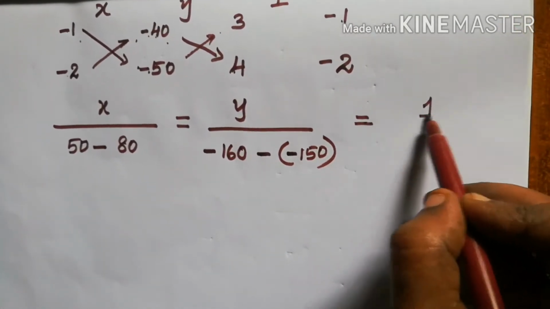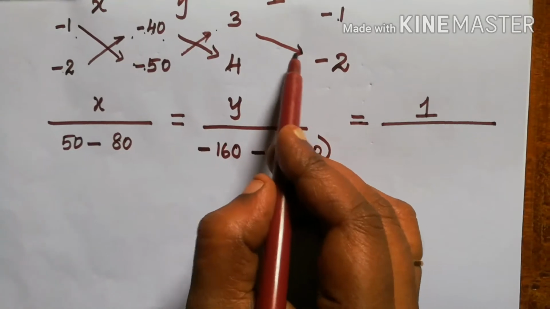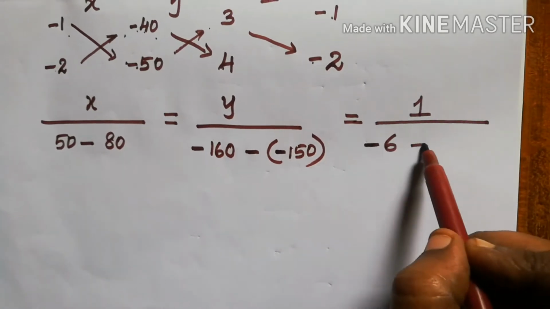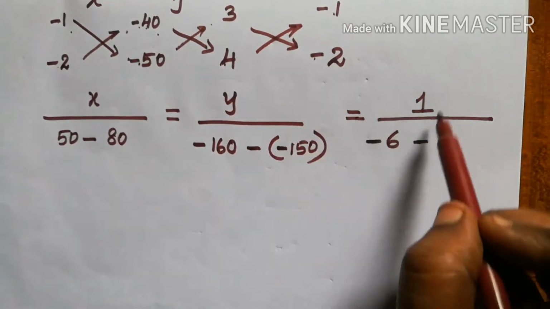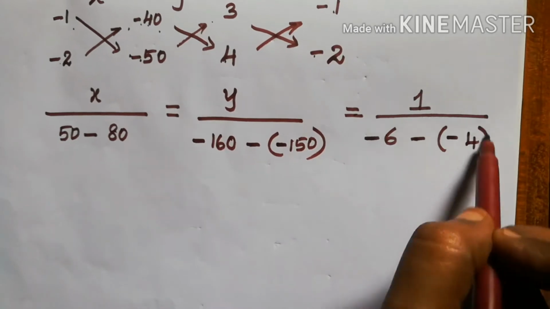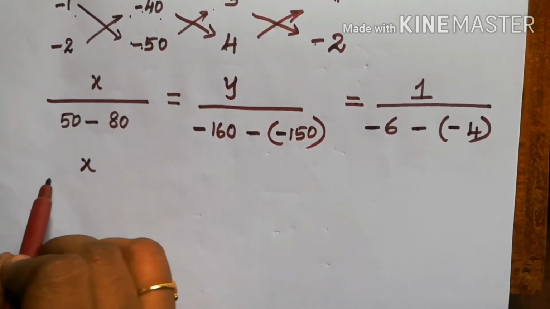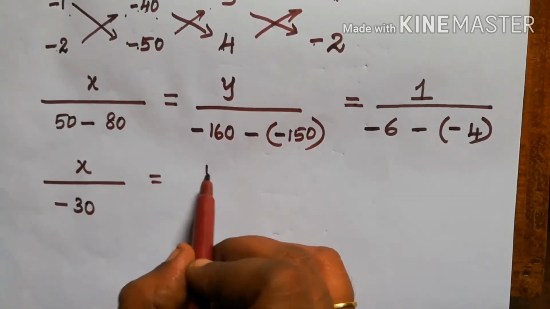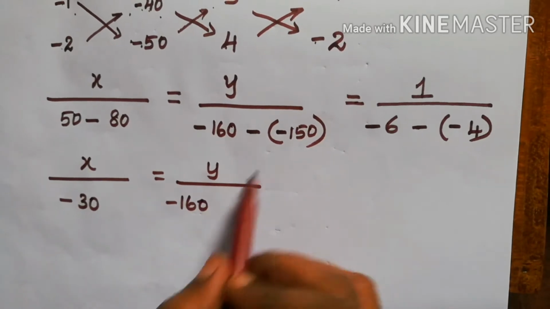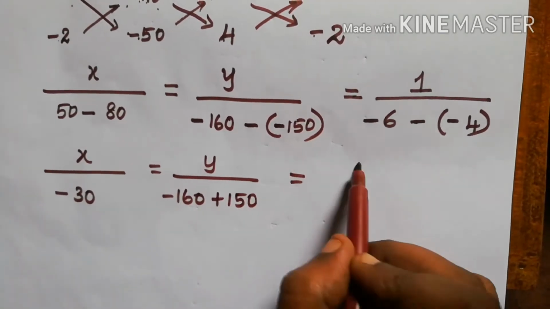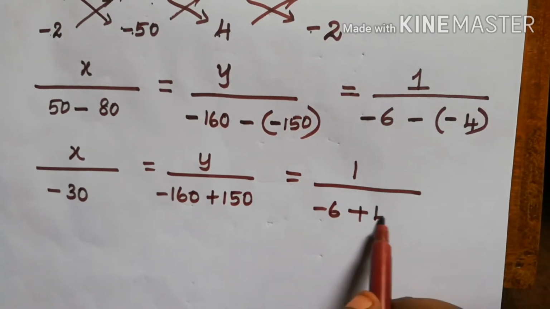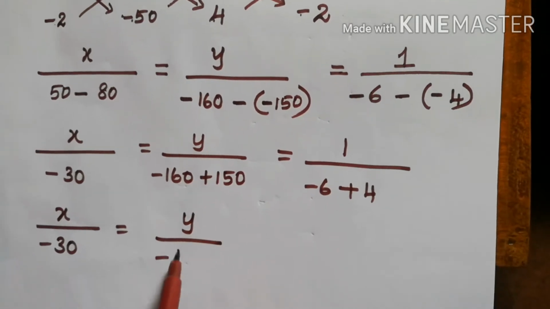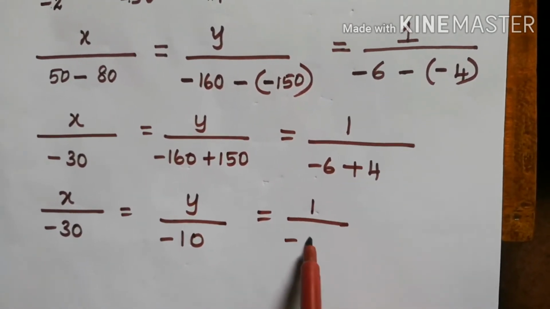Equal to, now constant 1 by down arrow. Plus, minus, minus. 3, 2 is 6. Minus up arrow value. Plus, minus, minus. 4 into 1, 4. Now we can simplify. X by 50 minus 80 is minus 30. Y by here minus 160 minus minus plus 150. Constant minus 6 minus minus plus. So x by minus 30, y by minus 10, 1 by minus 2.